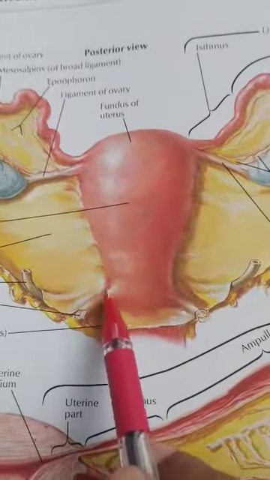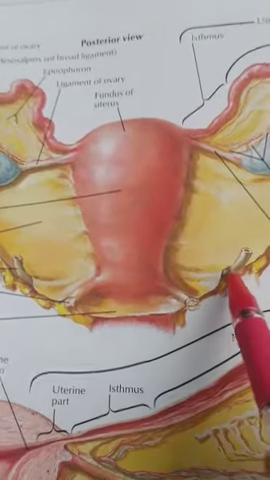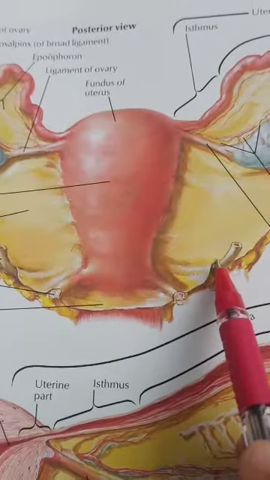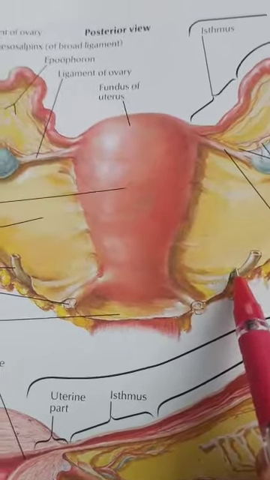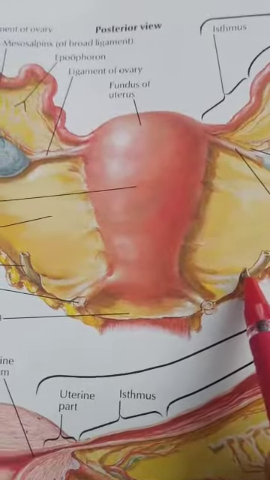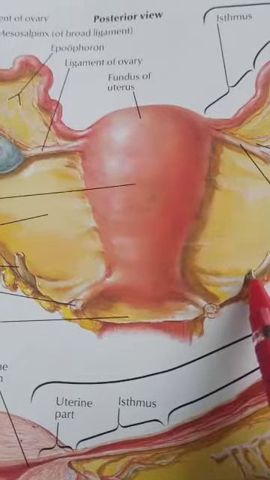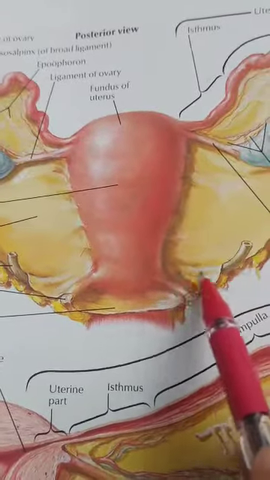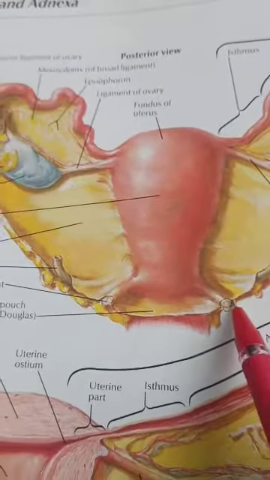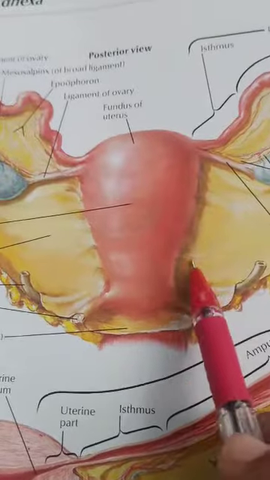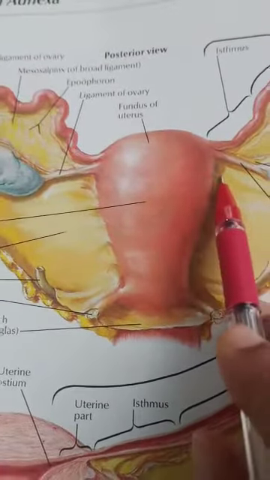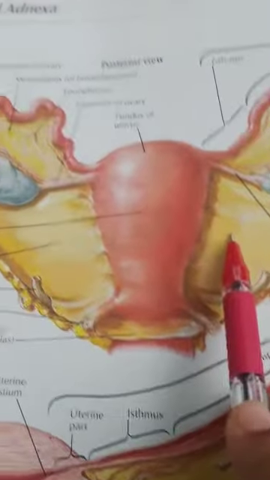So the upper part of the cervix is related to the ureter. And also here we can see the uterine artery. The uterine artery is going inside, not this one, going through the uterine broad ligament.